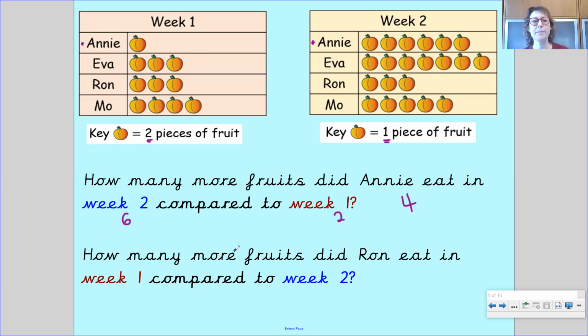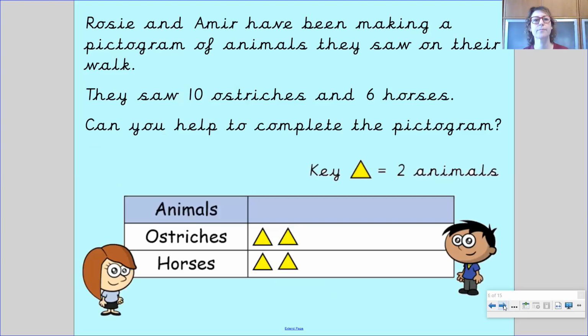Okay. How many more fruits did Ron eat in week 1 compared to week 2? So here's Ron in week 1. And he's counting in 2s, so he had 2, 4, 6 in week 1. And in week 2, Ron ate, we're counting in 1s, he ate 1, 2, 3. So the difference, 6 take away 3 is 3. Okay.